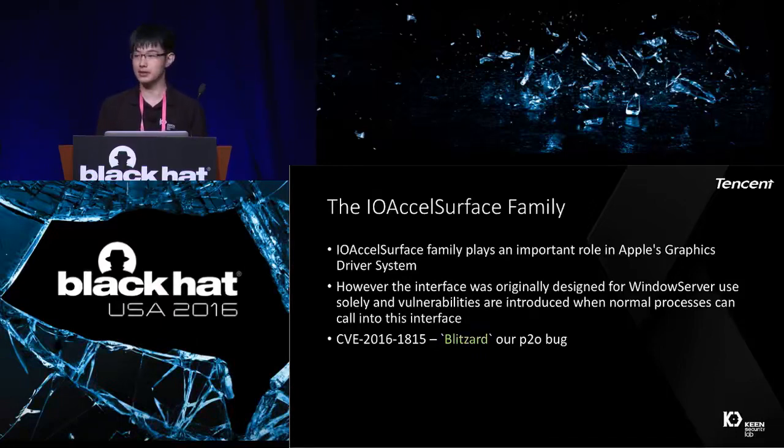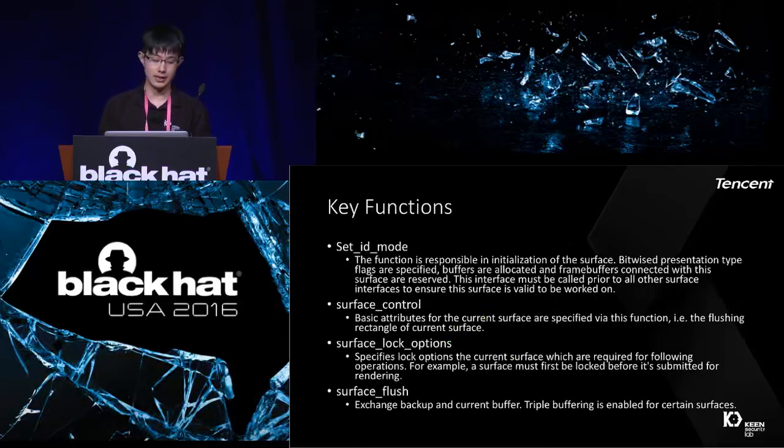The IOAcceleratorSurface actually exposes many interfaces through the external method function, and we use about 6 or 7 external methods to complete our exploitation. There are four key functions in this IOAcceleratorSurface. The first is set_id_mode, the second is surface control, the third is surface lock options, and the fourth is surface flush. The set_id_mode is responsible for the initialization of the IOAcceleratorSurface, and user mode applications provide a presentation type, which is an integer and will be interpreted in a bitwise format by the kernel driver.